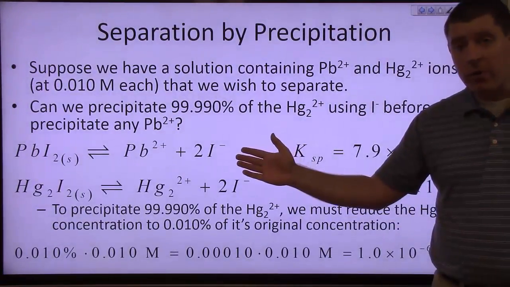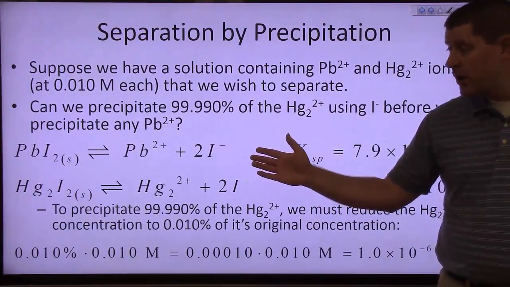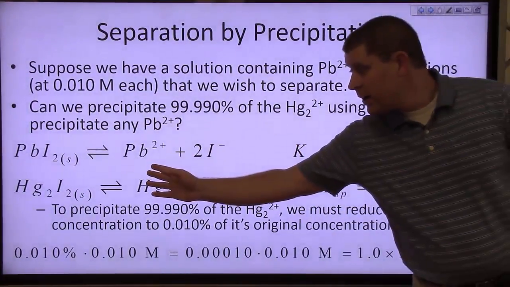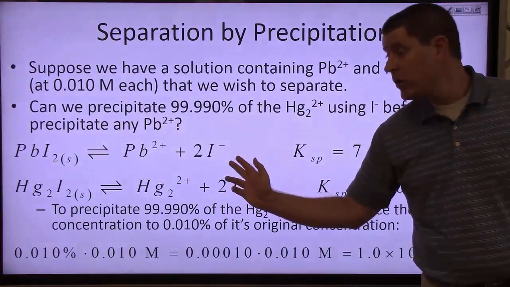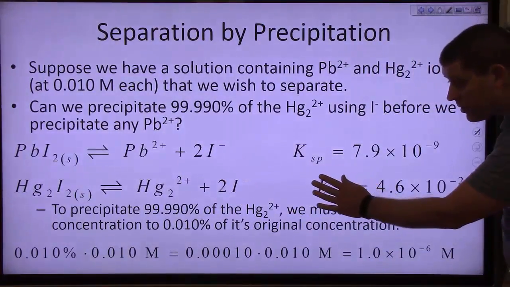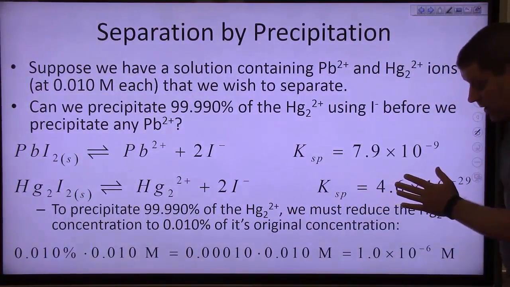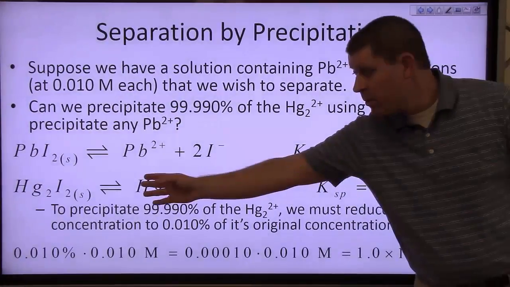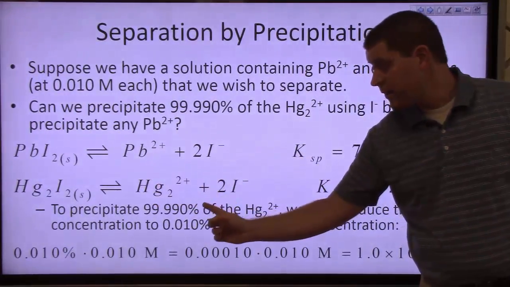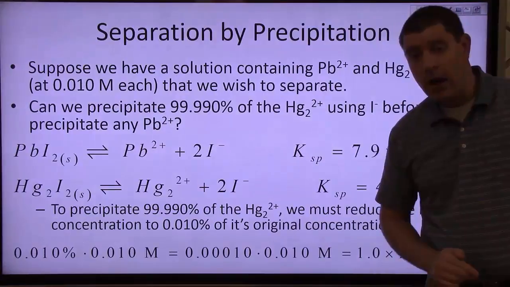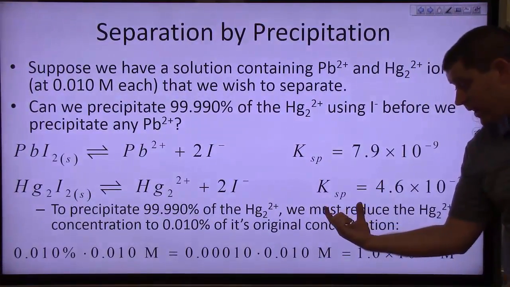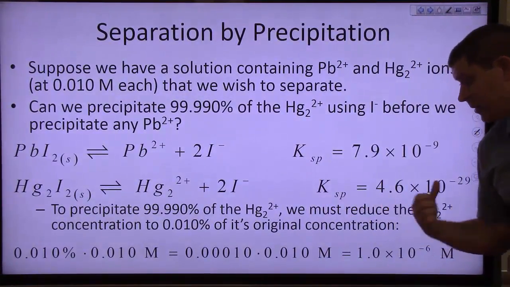Well, we can start by writing out our solubility expressions. We've got lead iodide dissolving to give us lead ions and iodide ions. Our KSP value there is 7.9 times 10 to the minus 9. We've got our mercury 1 iodide reacting to give us mercury 1 ions and iodide, and the value of our KSP here is 4.6 times 10 to the minus 29.